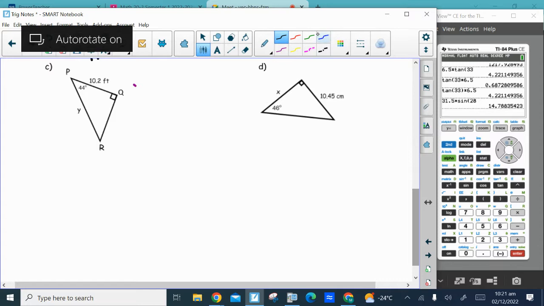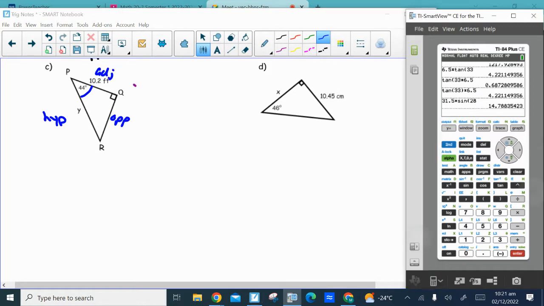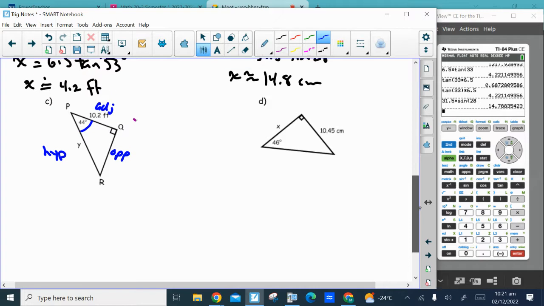We start by labeling the sides of the triangle. The side across from the right angle is the hypotenuse. That's what we're trying to find in this case. You're given this angle to be 44 degrees, so you're going to use it. The side across from that is the opposite. The third side is the adjacent side. That's always our first step: label the sides of the triangle.